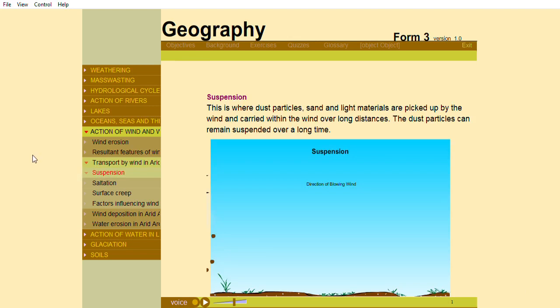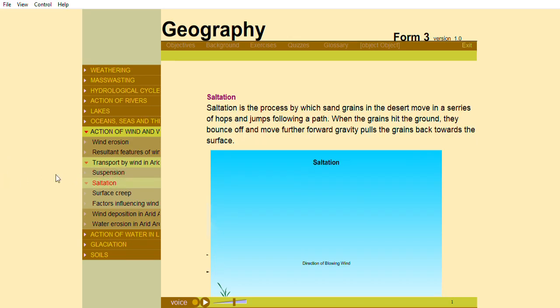Suspension. This is where dust particles, sand, and light materials are picked up by the wind and carried within the wind over long distances. The dust particles can remain airborne over a very long time.